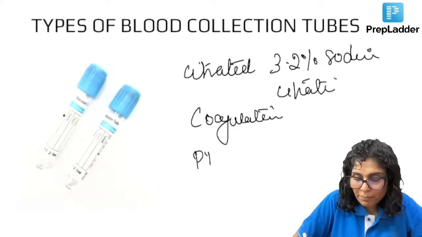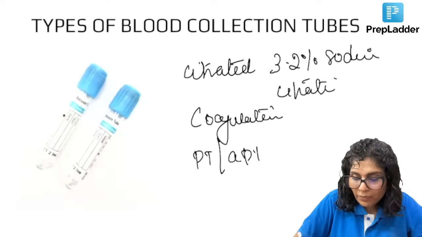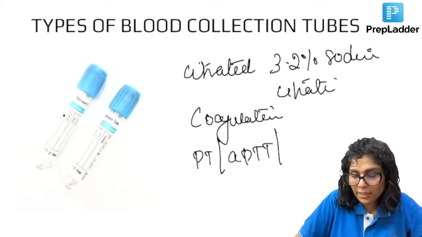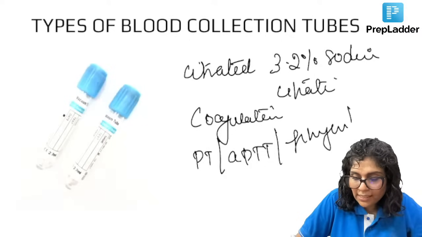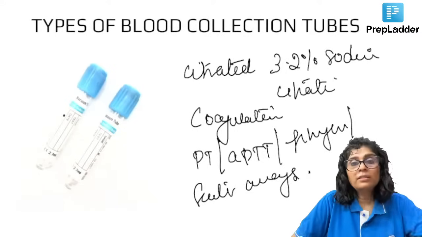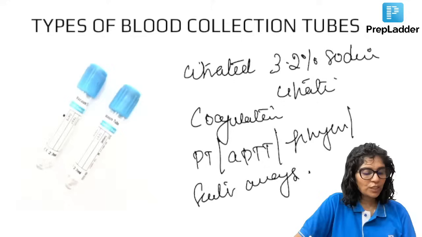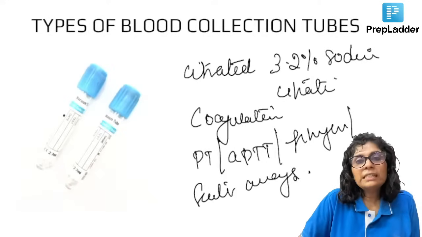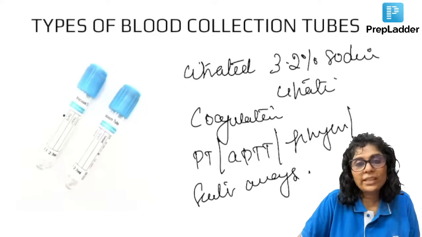Whenever you have to estimate prothrombin time, activated partial thromboplastin time, fibrinogen assays, factor assays. Right? For all these, we have to use a citrated tube. Okay, C for C, citrated for coagulation.